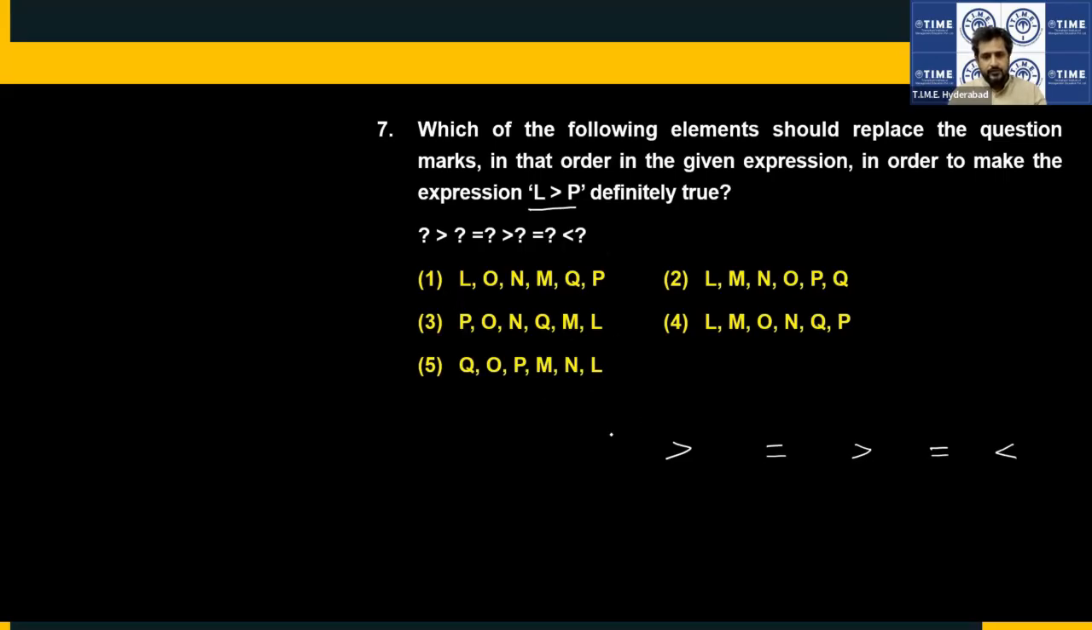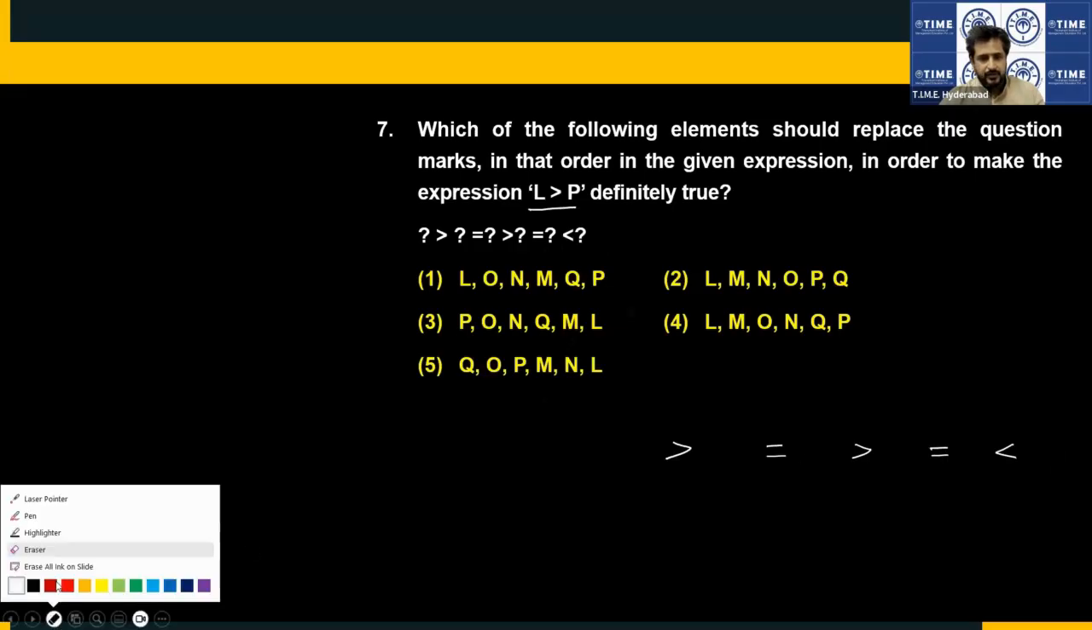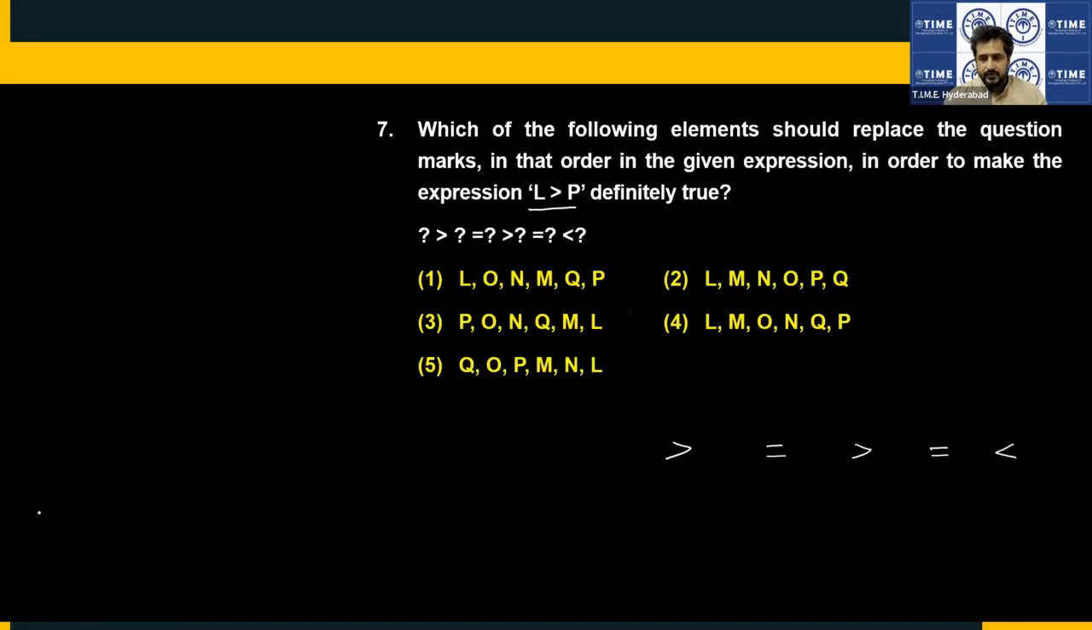Now, let's go to the first option. If I take the L here and if I take the P here, definitely we have opposite signs between L and P. So if we have opposite signs, we cannot establish any relation. So definitely it cannot be the choice one. So L cannot be the first, P cannot be the last. Okay, fine. Now let's move to the second option.